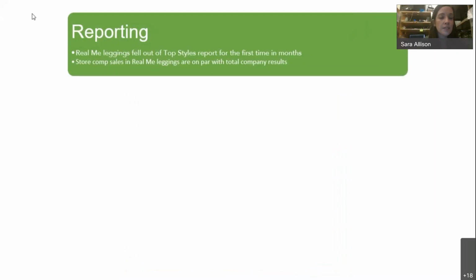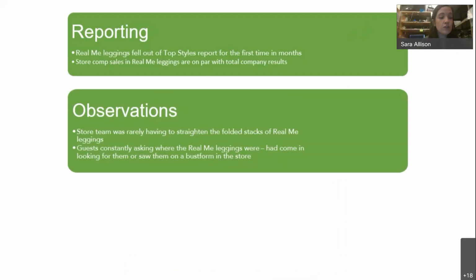But our store comp sales in Real Me leggings were on par with the rest of the stores, right? So it wasn't just my store where I was seeing this drop in Real Me leggings. It was all stores. So we really then had to look to our observations in the store, those guest preferences and insights. We're trying to figure out what's going on with these Real Me.